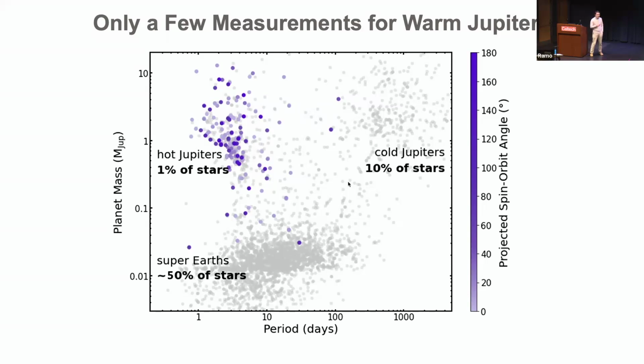Here is a plot for all exoplanets. The x-axis is period, and the y-axis is planetary mass. Those systems with their stellar obliquity measured have been color-coded. Deep color means large stellar obliquity. As you can see, most of the stellar obliquity measurements were conducted for hot Jupiters. There are only a few measurements for warm Jupiters. You can see here.